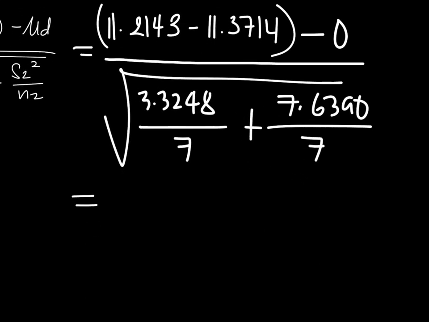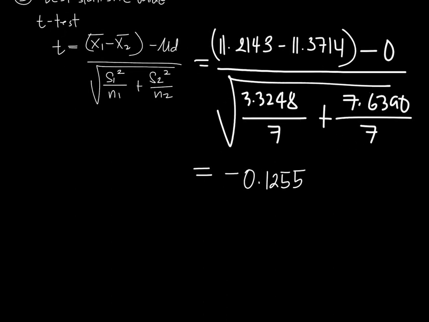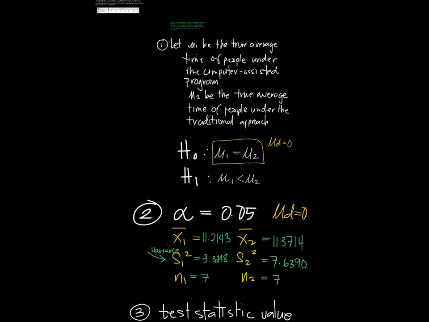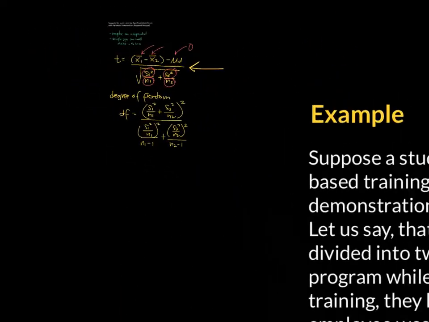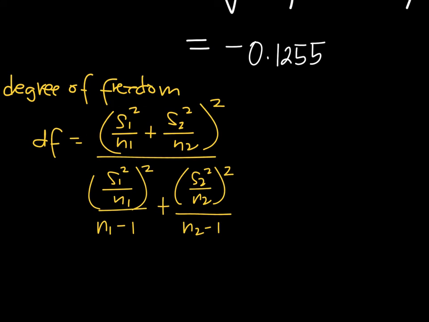So I got negative 0.1255. Okay, then after finding the test statistic value, we compute for the degrees of freedom, or the DF. The degrees of freedom formula is, so let's refer to our formula. This is the one that we need. So S1 squared, let's get this. Degree of freedom formula. Then let's input the numbers.